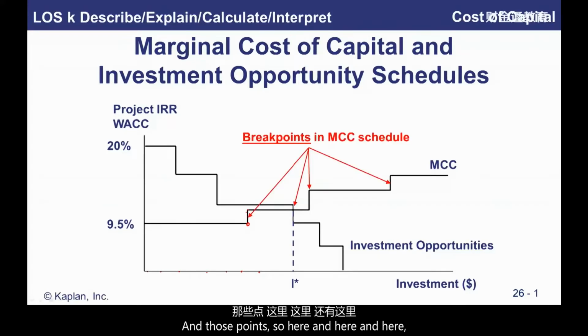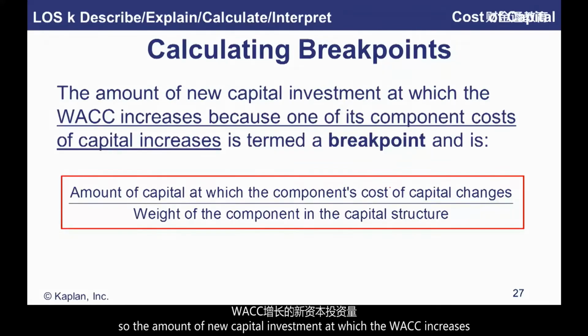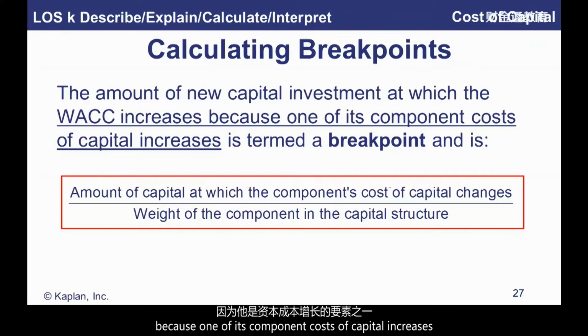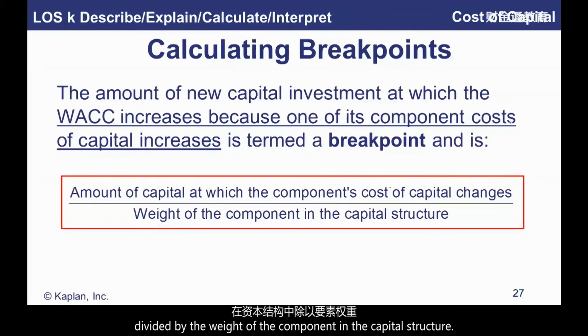And those points, so here and here and here, these are known as breakpoints. And you might have to identify where the breakpoints are. So how do we do that? Well, you've got a definition here. The amount of new capital investment at which the WACC increases because one of its component costs of capital increases is termed a breakpoint. And here's your formula here.